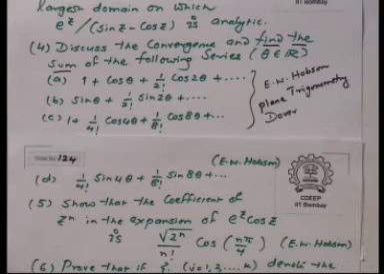There's one more problem from Hobson's book. Show that the coefficient of z to the power n in the expansion of e to the power z cos z is root of 2 to the power n upon n factorial cos n pi by 4. This is also from Hobson's trigonometry.